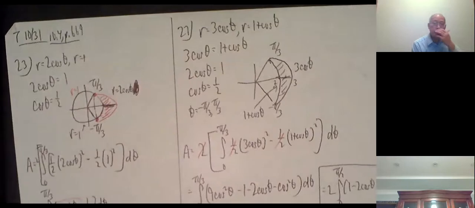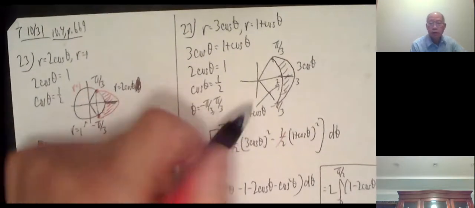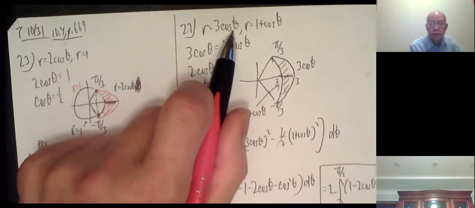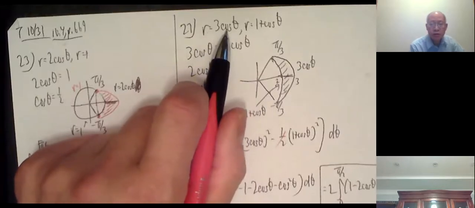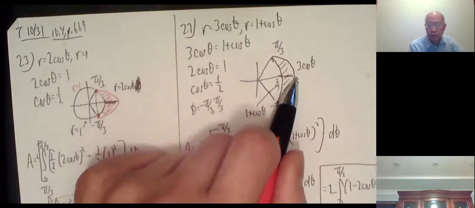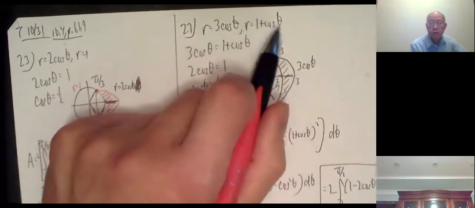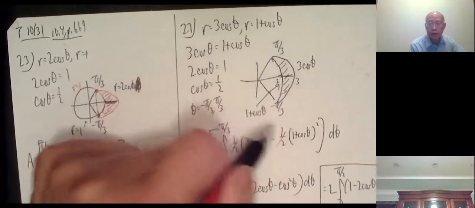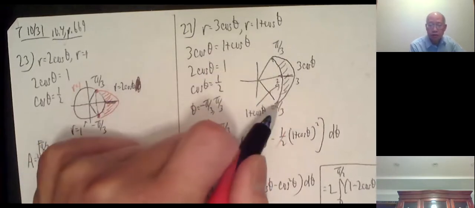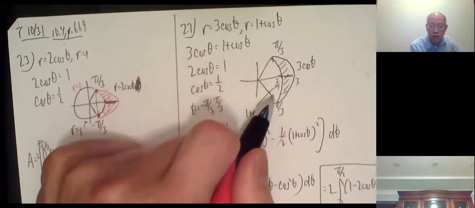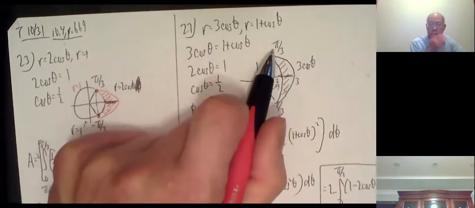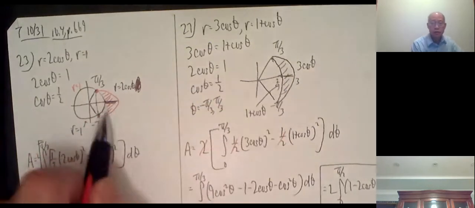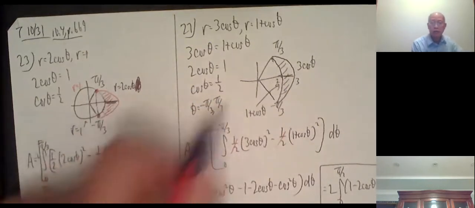Okay, which is the upper, which is the lower, so-called. So pick something in between, like 0. Put a 0 here. 3 cosine of 0, 3 times 1 is 3. So that goes out to 3. Plug in 0 here. Cosine of 0 is 1. 1 plus 1 is 2. Okay, so that clinches 1 plus cosine theta is the lower function. 3 cosine theta is the upper function.